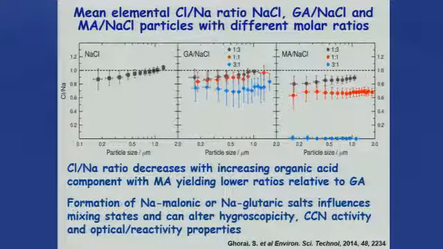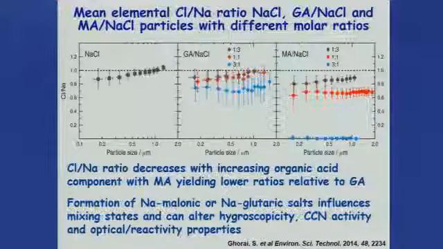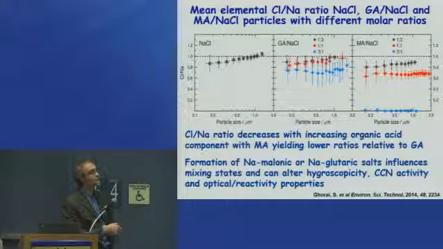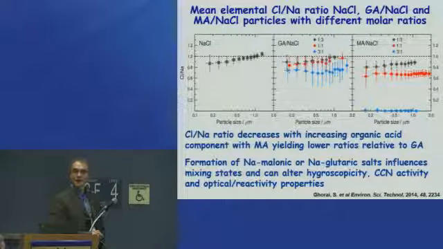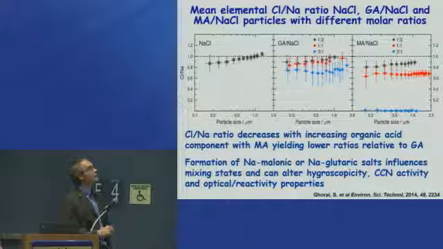Now you compare it for the mixtures of glutaric acid with sodium chloride at 3 different fractions, 1 to 3, 1 to 1, and 3 to 1, and also malonic acid and sodium chloride. As you can see, you observe a very clear depletion of the ratio relative to the expected value of 1 for sodium chloride. So indeed, that reaction does occur, at least for these two low molecular weight dicarboxylic acids.